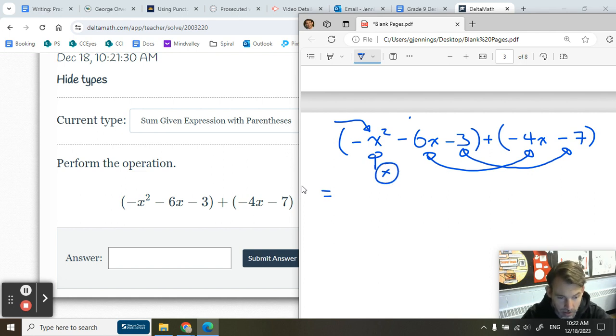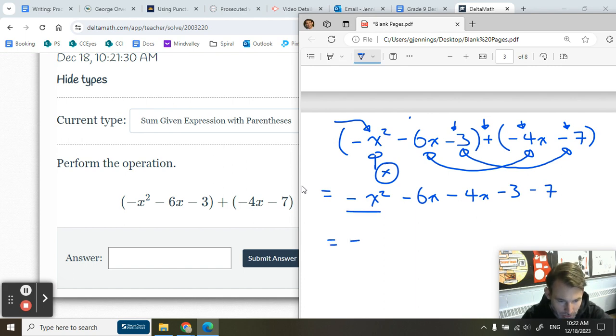So that one can just come down, negative x squared, and then I could write minus 6x plus minus 4x, and then minus 3 plus minus 7. Plus minus 7 is the same thing as minus 7, right? We got some practice with that with integers, right? Okay, and now I combine.